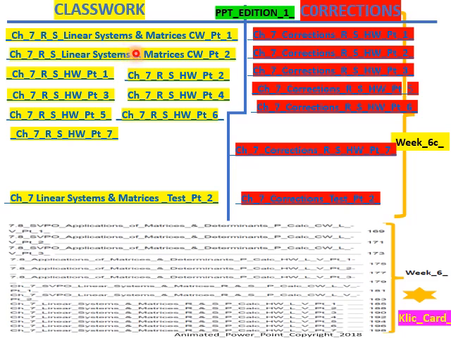And then chapter 7, review and summary, linear systems and matrices. And then here's your homework corrections for chapter 7, review and summary. And then we have your test here, chapter 7, linear systems and matrices test. And then here's your test corrections over here for that.